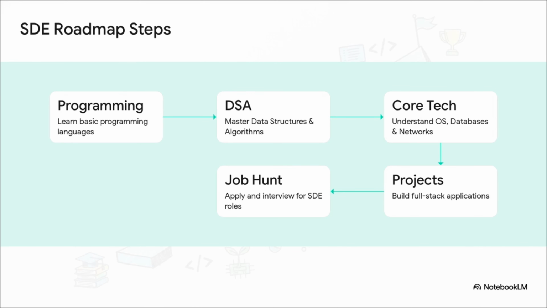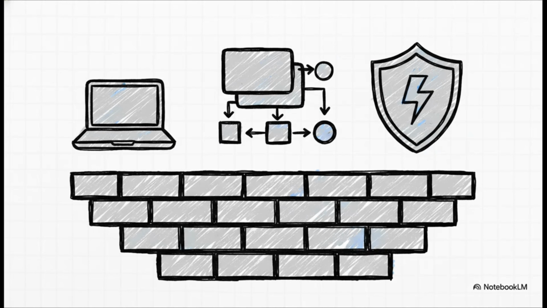Now, this roadmap follows a highly logical progression. Notice how everything builds sequentially, kind of like constructing a house. You literally cannot build the roof, which in this case is applying for jobs and building complex projects, without first pouring a rock-solid concrete foundation. And that foundation starts right at step 1. That foundation relies entirely on your programming language.